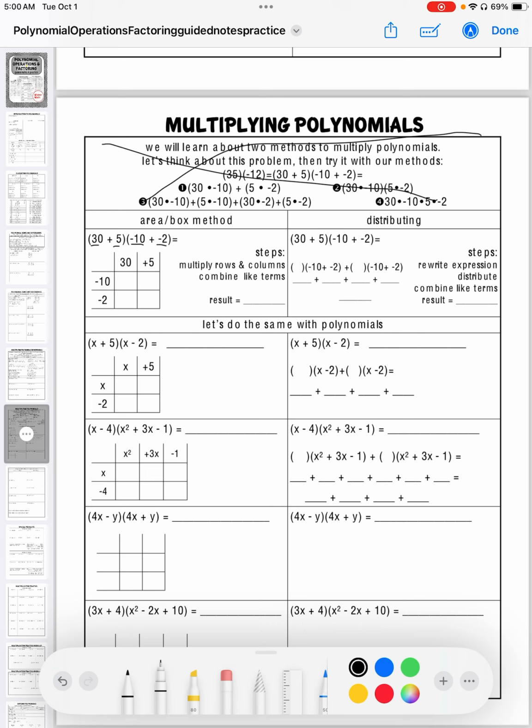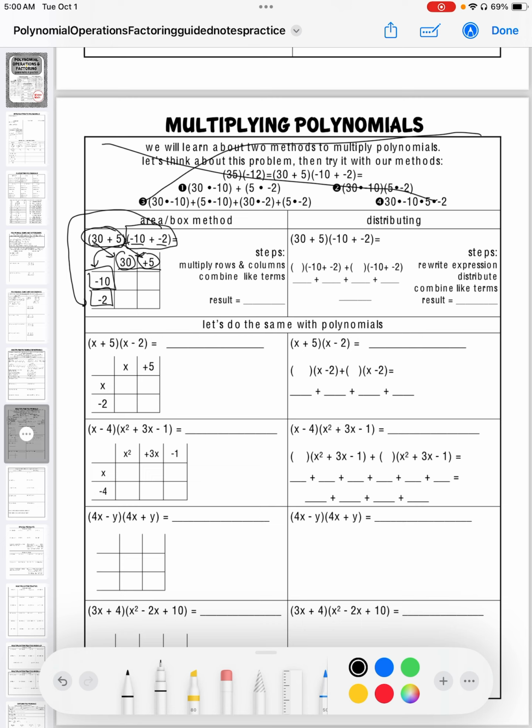So the first thing we can do is take this first part and make it the top part of a box, to make each term one column on this box, and then take the second part and make it rows on the box. So we put the 30 here, the 5 there, the negative 10 here, and the negative 2 there. Then we're going to multiply to fill in this box.